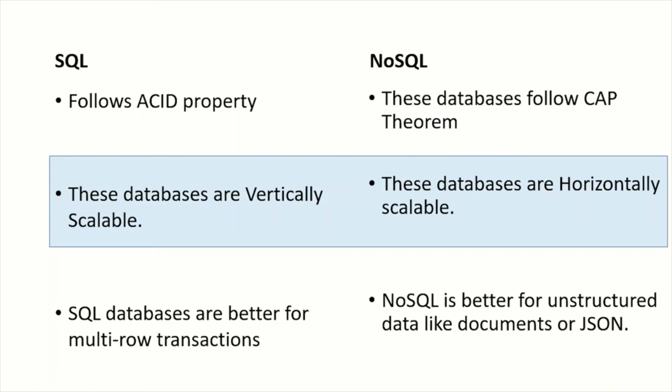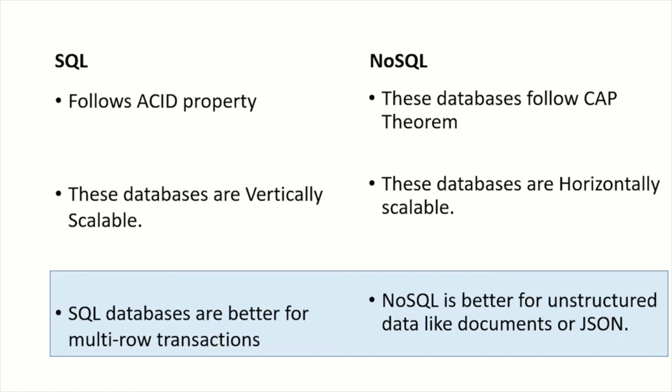SQL databases are vertically scalable. That means you can increase the size of a particular machine so that the database can be increased and the memory of the database can be increased. Whereas for NoSQL databases, you cannot increase it vertically, but you can do it horizontally.